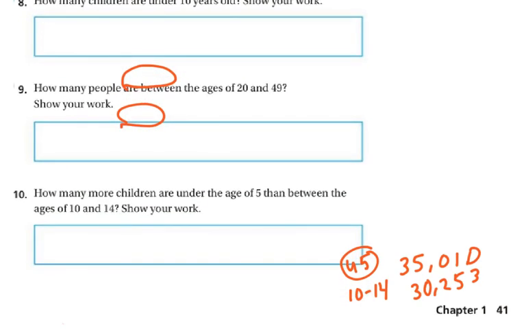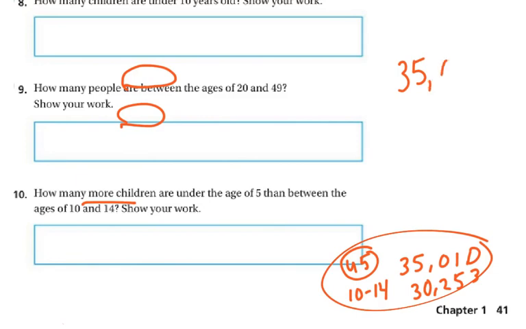And I want to know the difference because that's what it's asking me. It's saying how many more children. How many more is usually telling me that I'm going to need to subtract. So I'm going to subtract these numbers. Let me put them over here so they're easier to read. All right. And remember to line up your place value when you're doing this. Very important.